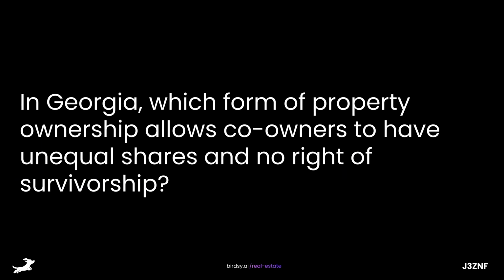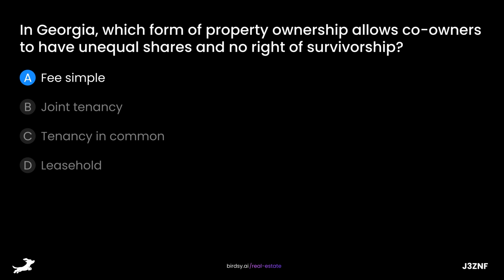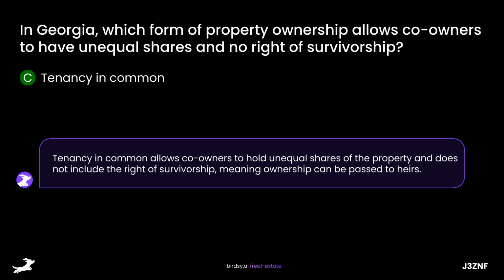In Georgia, which form of property ownership allows co-owners to have unequal shares and no right of survivorship? Is it A, fee simple, B, joint tenancy, C, tenancy in common, or D, leasehold? The answer is C, tenancy in common. Tenancy in common allows co-owners to hold unequal shares of the property and does not include the right of survivorship, meaning ownership can be passed to heirs.